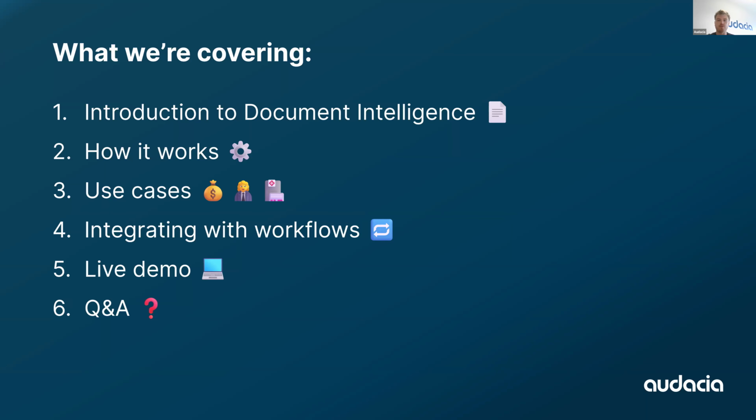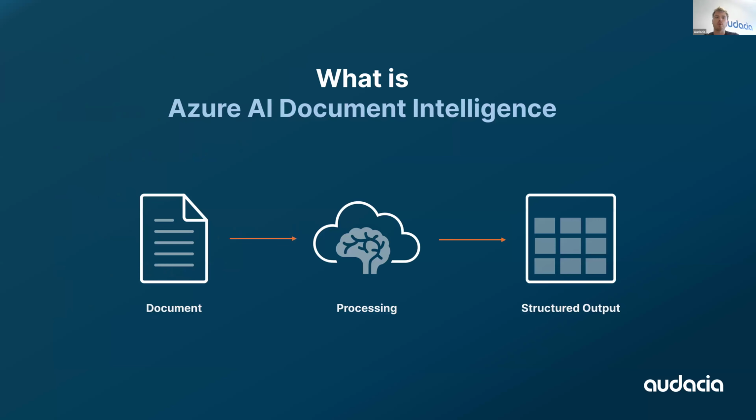And then I'll do a little bit of a live demo. So I'll show you what the Document Intelligence Studio is and show you what information you can start to extract. So yeah, that is what we're going to be covering today. So I'll jump into a bit of an introduction into what Azure AI Document Intelligence is. The process at a really high level is that we provide a document, then some processing happens, and then we get out some structured data.